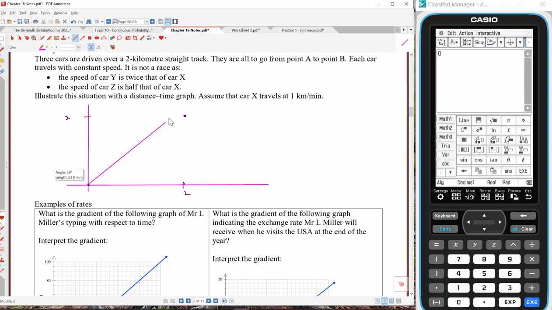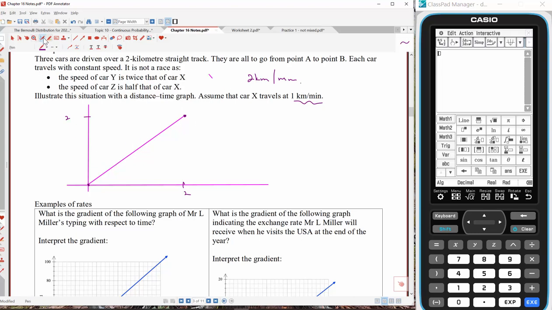All right, so there's car X. Now let's have a look at the speed of car Y, which is twice that of car X. So car Y will go 2 kilometers per minute. This is the rate that car X is traveling, and car Y is going to be twice that. So it's going to do the 2 kilometers in 1 minute.